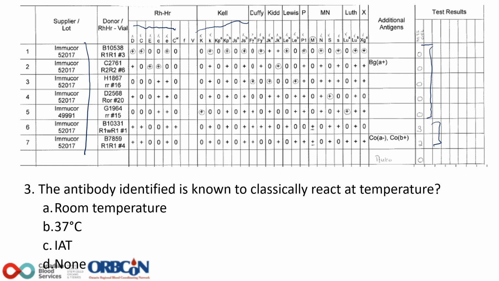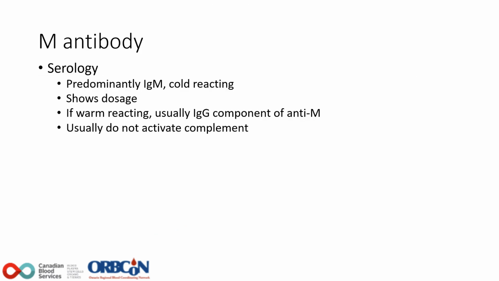And really, if we just scan, we can see that the only antigen present that only has 2 that are reactive is the M antigen. And so we have 3 and 2 plus reactivity matching with the anti-M. And we know that anti-M reacts classically at room temperature because it's a cold reacting alloantibody. So we're going to talk a little bit about the M alloantibody, and let's first discuss the serology.